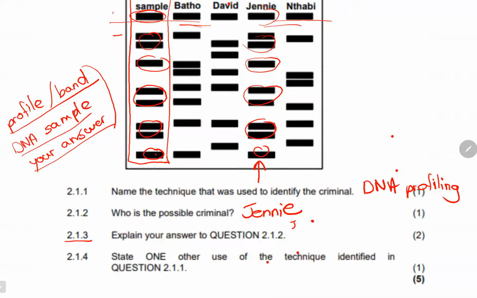So Jenny's DNA band matches DNA band from the sample.